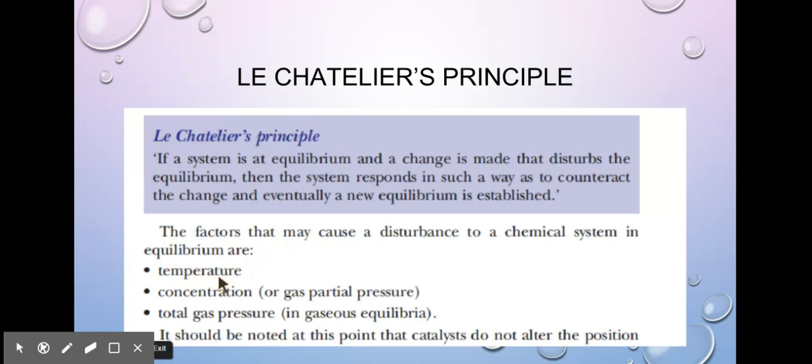Now, there are a number of ways we can disturb a system at equilibrium. We can change its temperature. We can change the concentration of one or more of the reactants or products. We can change the overall pressure or the volume of a gas. A catalyst really doesn't alter the equilibrium. It just gets there very much faster.